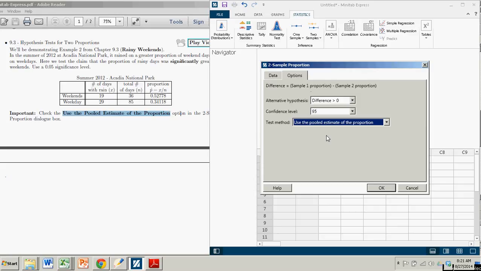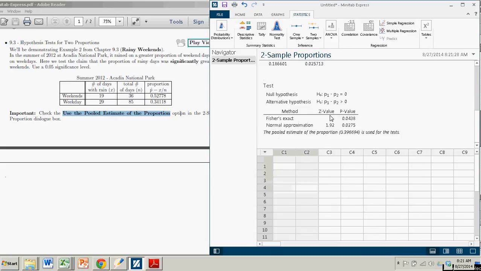If you don't switch that over, none of your answers will actually agree with those found in the textbook, in many other textbooks, and probably most importantly for your online homework, the answers will just be wrong every time. So remember to use the pooled estimate of the proportion by switching this menu item from here to here. And once you do that, you're good to go. We come down, and again, we're not going to use the Fisher's exact information. That is a non-parametric test. We're using the normal approximation to the binomial distribution.